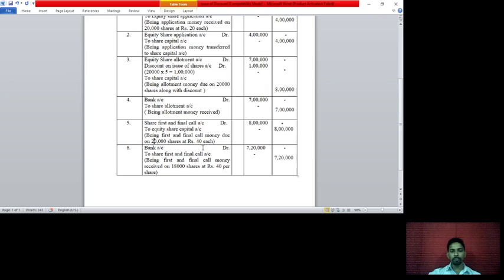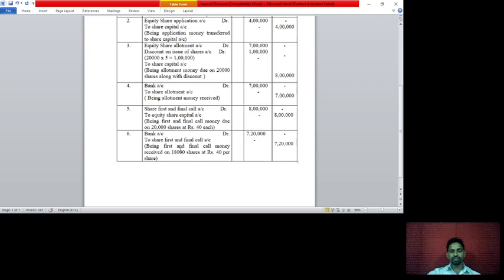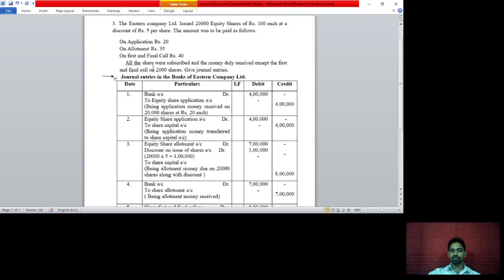See here, bank account debit rupees 7,20,000 to share first and final call account credit rupees 7,20,000. The narration: being first and final call money received on 18,000 shares at rupees 40 per share. It means excluding those 2,000 shares out of the 20,000, the remaining are 18,000, so they received the money only from 18,000 shares at rupees 40 per share. The amount is 7,20,000. Like this you have to pass the journal entries related to this adjustment.